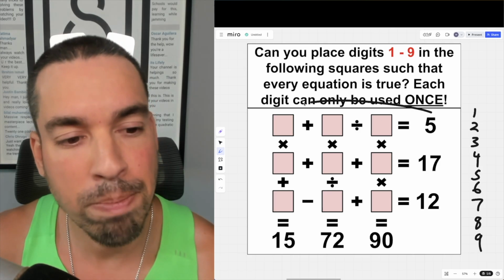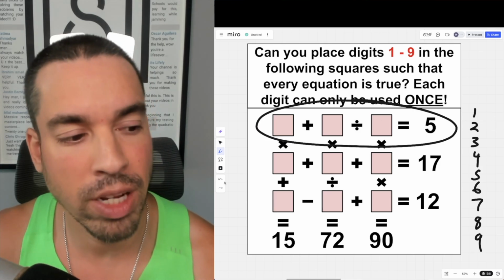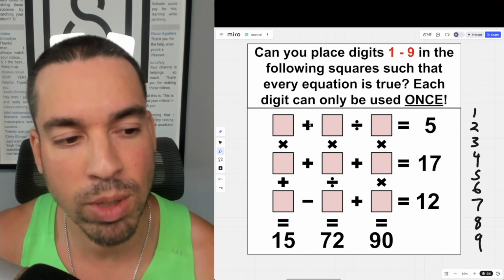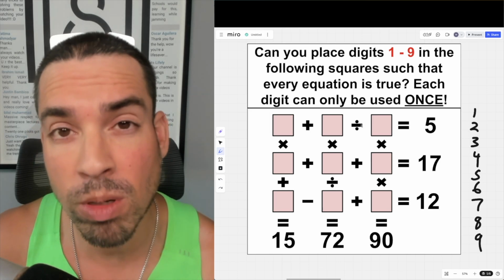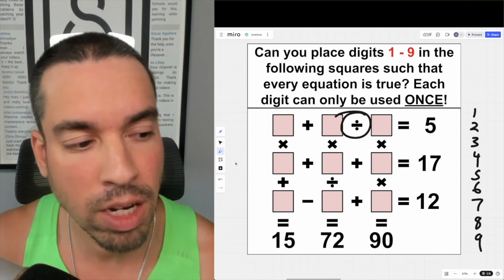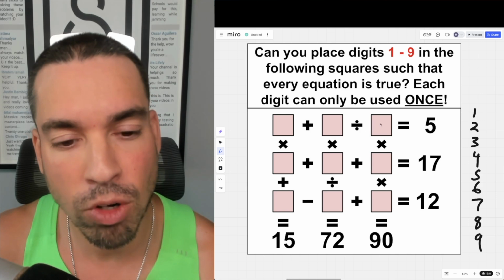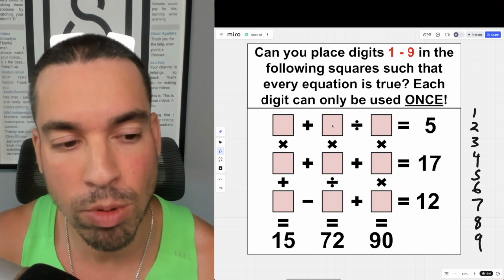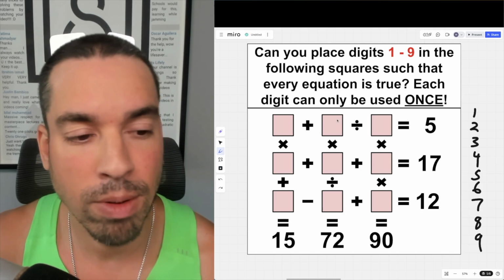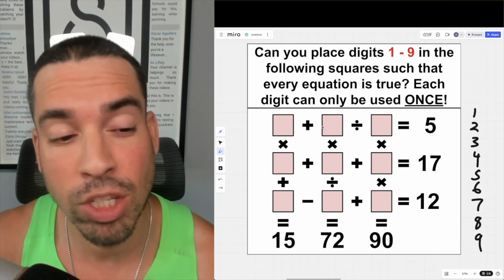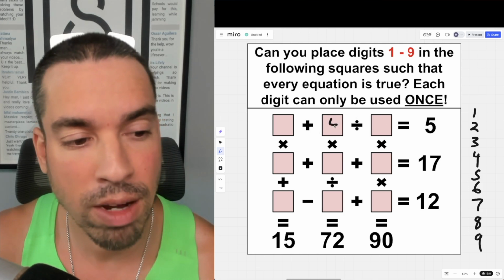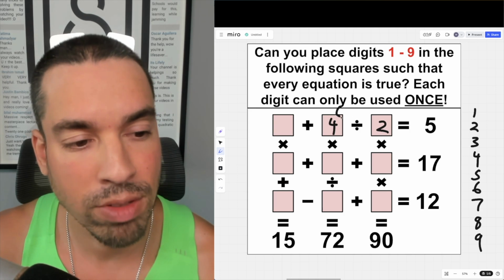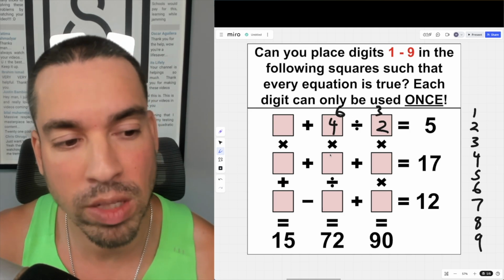So right off the bat, we have an interesting equation at the top, right? We're trying to get to 5 and we have addition and division. And remember, via order of operations, we have to carry out the division first. So we need two numbers here where one's divisible by the other one. So we could have particular numbers, right? If 1 goes here, we could have anything here, or we could have 4 and 2, we could have 6 and 3, or 6 and 2, and so on and so forth.